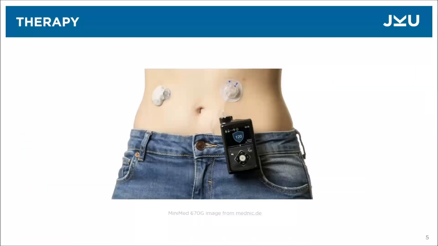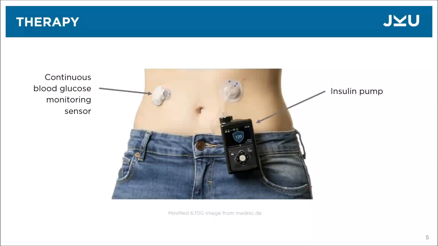Our target group are patients who track their glucose levels through continuous glucose monitoring sensors placed under the skin and inject insulin through a pump. Patients require a small amount of basal insulin continuously throughout the day, and every time they consume carbohydrates, they need to calculate an additional correct insulin dose for the meal. This is called bolus insulin.